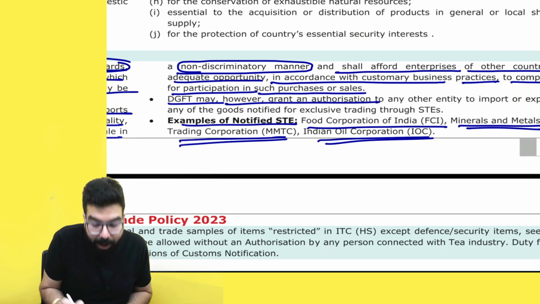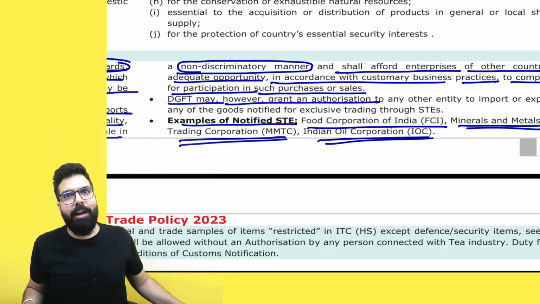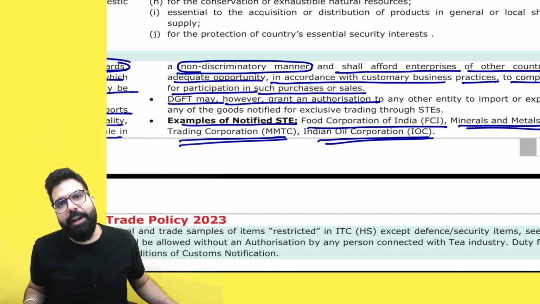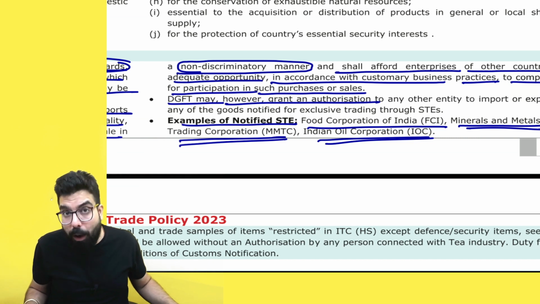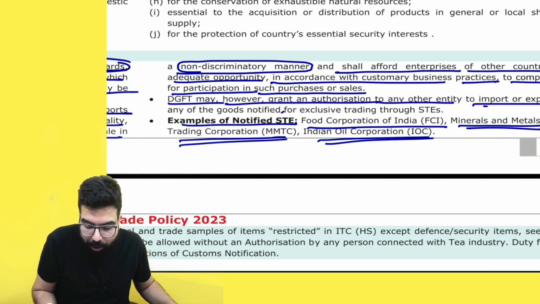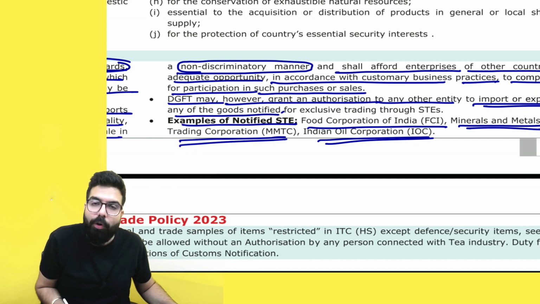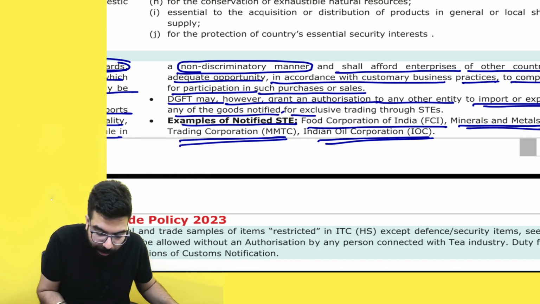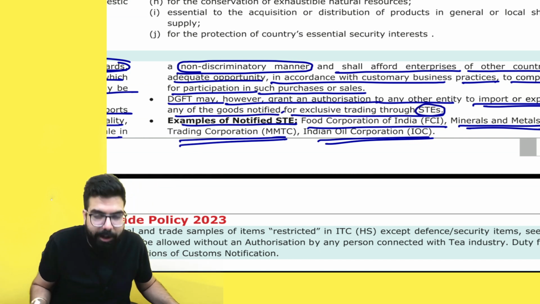DGFT may, however, grant. Reliance went to DGFT and told them we want to import petrol. We don't want to do it through Indian Oil Corporation. Then our DGFT has the power to grant an authorization to any other entity to import or export any of the goods notified for exclusive trading through state trading enterprises.